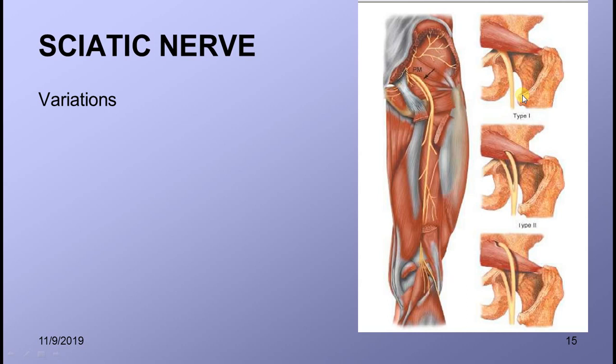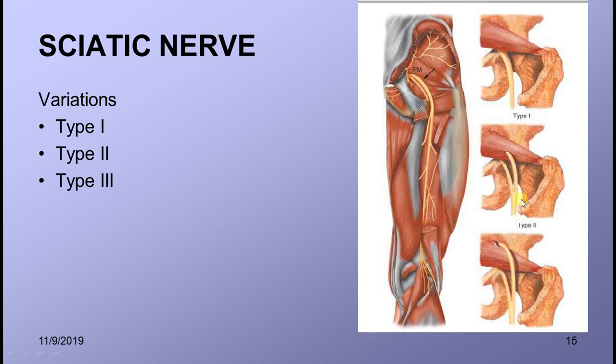So variations in the origin of the sciatic nerve: there are three types of variations, type 1, type 2 and type 3. Higher division of the sciatic nerve into tibial and common peroneal, so mainly it divides at a very high place. Sometimes the tibial component pierces the piriformis, whereas the common peroneal component comes below. Sometimes the tibial component arises from the upper border of piriformis, whereas the peroneal component comes below the lower border of the piriformis.